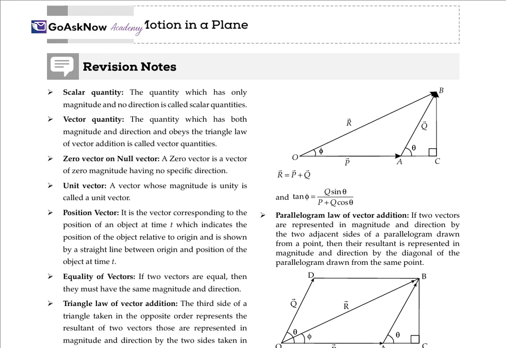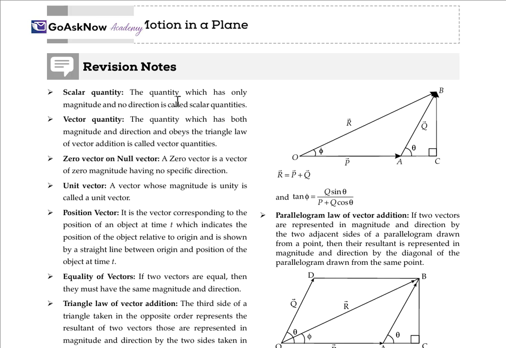Hello, welcome to the second chapter of kinematics, topic 2, motion in a plane. Here, firstly, we'll study some basic keywords which are going to play an important role in this particular topic, motion in a plane.